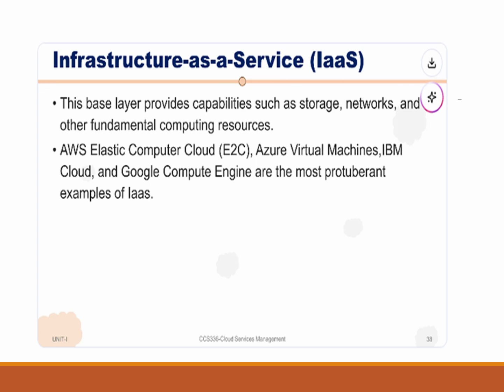What is cloud infrastructure as a service? This base layer provides capabilities such as storage, network, and other fundamental computing resources. AWS Elastic Compute Cloud, Azure Virtual Machines, IBM Cloud, and Google Compute Engine are the most popular examples of IaaS.